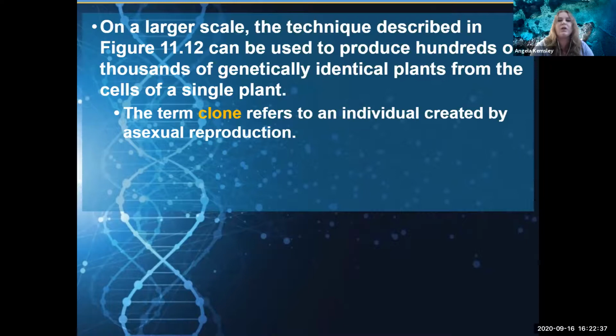So on a larger scale, we're going to look at this picture in just a minute. There's a technique that can be used to produce hundreds or thousands of genetically identical plants from the cells of a single plant. And in plants, this is referred to as a clone. And it's done through asexual reproduction. So you can take part of just one plant. It doesn't need any kind of mate. You just take a piece of one plant and you can grow a whole new plant from that small piece.